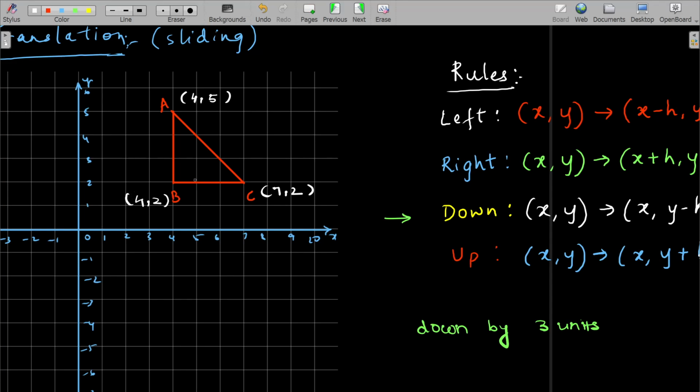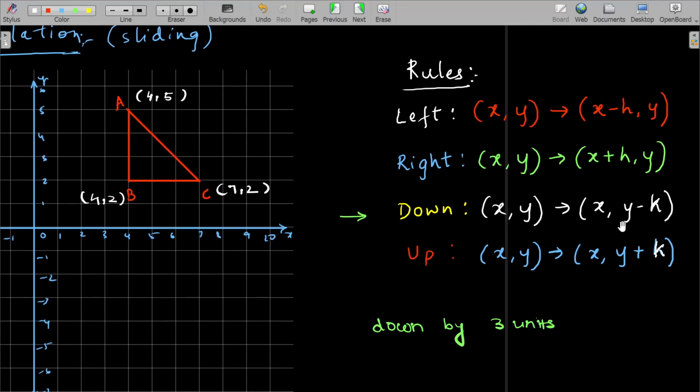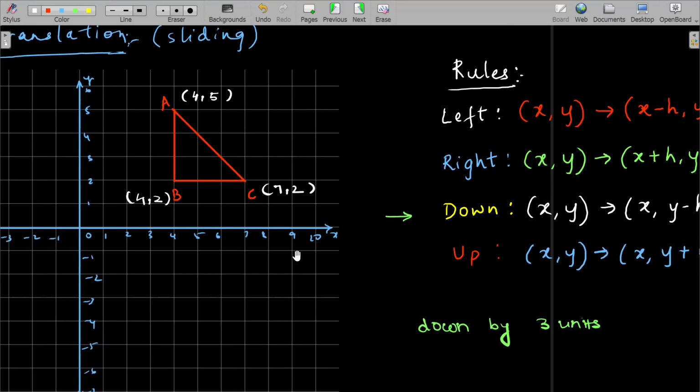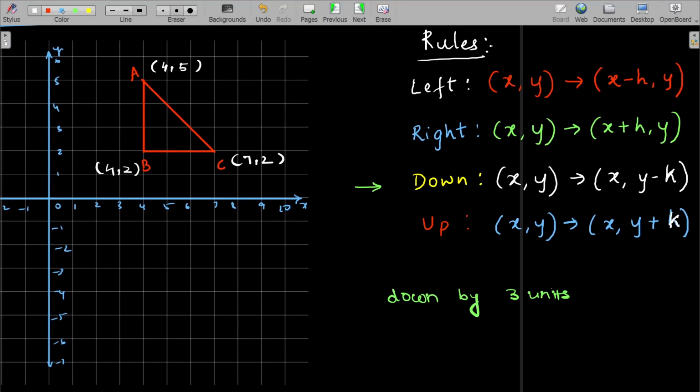Now when we shift this triangle down by 3 units, we will have to subtract 3 from all the y coordinates. So A will become 4, 5 minus 3 is 2. C will become, see, no change is going to happen to the x coordinate, 2 minus 3, that is -1. And point B will become 4, 2 minus 3 is again -1.